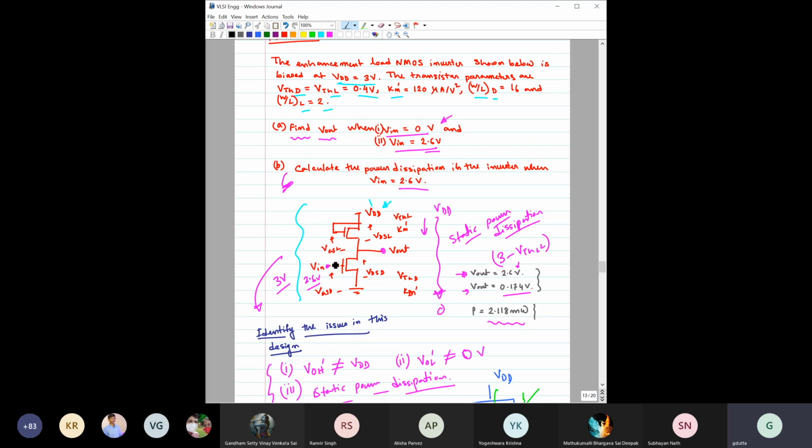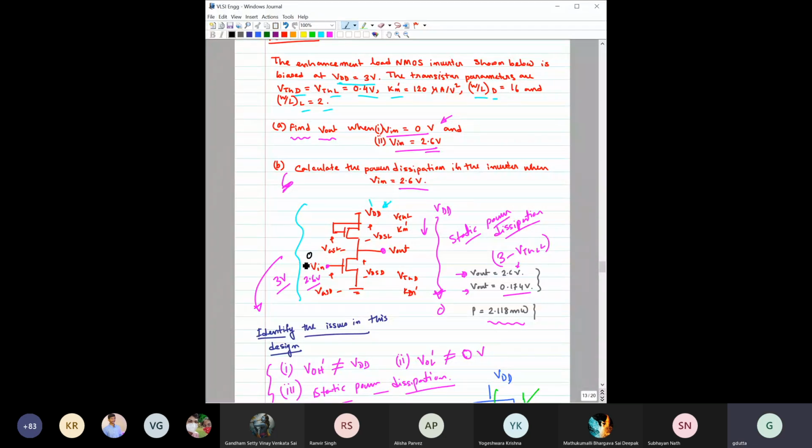For example, you can see it here. If you have given V in equal to 0, this transistor is off. So V in is not in touch with ground, and there is no connection between VDD and ground through V out. So there is no power dissipation from the battery or source. So when V in equals 0, static power dissipation is 0.